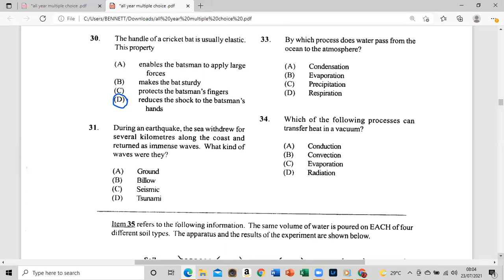Anyway, guys, let's go on to 31. During an earthquake, the sea withdrew for several kilometers along the coast and returned as an immense wave. What kind of wave was it? Is it A, ground, B, billow, C, seismic, or D, tsunami? So 31 is a tsunami. Came up like a tsunami.